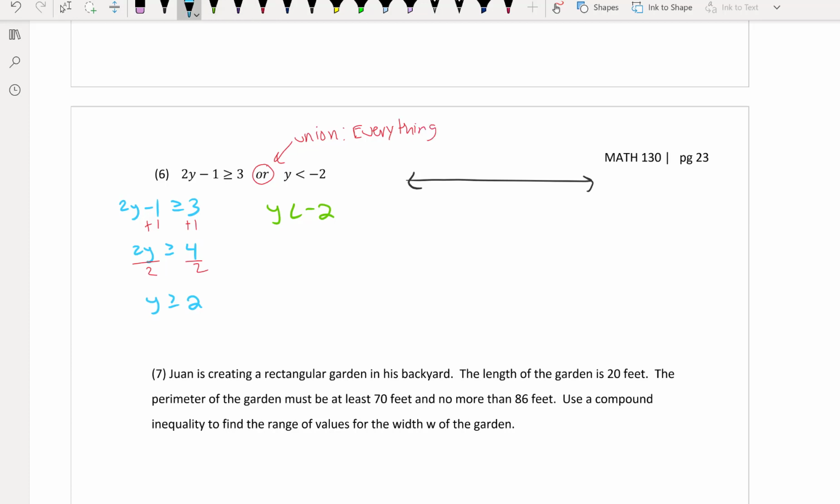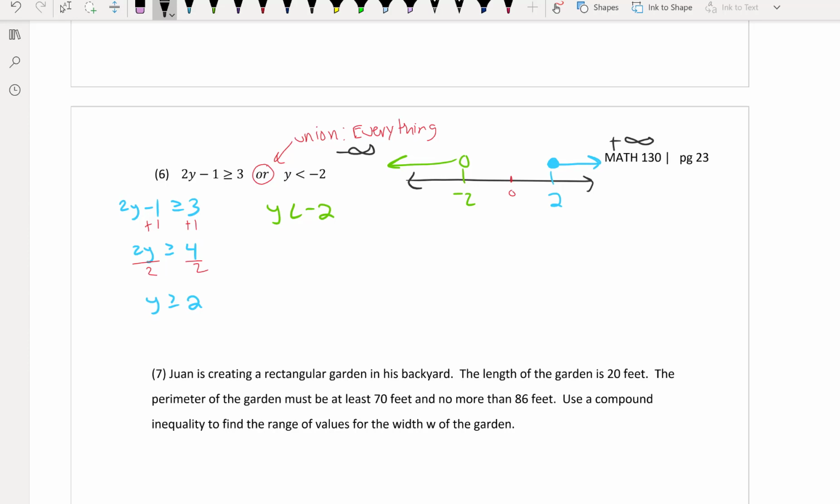So I can think of it as I have a positive 2 over here, and I have a negative 2 over here. And if you need it, zero is right in between them, right? So if y is greater than or equal to a positive 2, that means it's a closed filled-in circle going in this direction. If y is less than 2, that means it's an open circle, and it's going towards my negative infinity. So remember, negative infinity always lives here, and positive infinity lives over here.